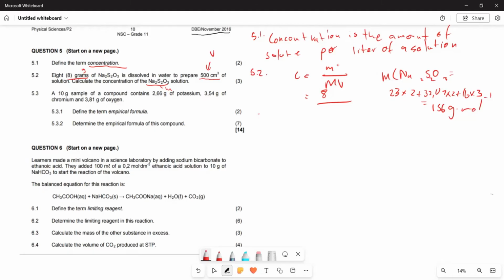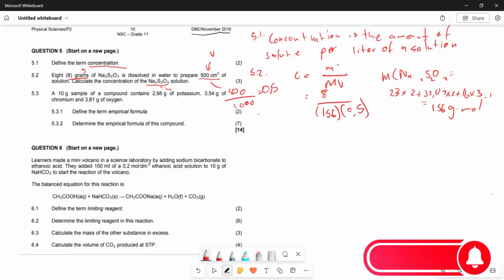So here we are going to have 156 multiplied by what? Remember, the volume here is given in centimeters cubed and we want it in decimeters cubed. So this is going to be 500 divided by 1,000, which gives us 0.5 decimeter cubed. So what is going to be the concentration? This is going to be 0.10 mole per decimeter cubed. This is the concentration of this particular solution.